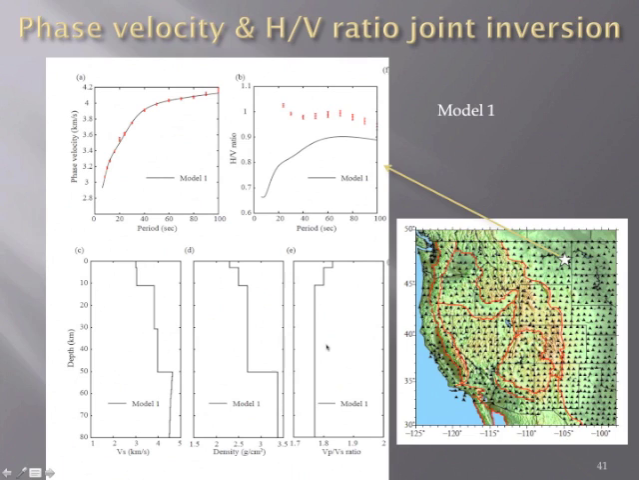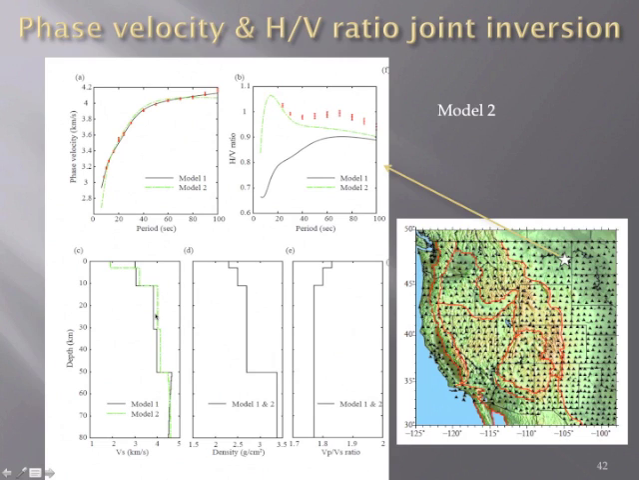So in the second inversion, we are going to use this HV ratio as an additional constraint. And again, I'm only perturbing VS structure over here. And you can see that now the joint inversion actually prefers a much slower anomaly near this area. So the top 3 kilometers actually prefer a VS structure a little bit beneath 2 kilometers per second. And now we can still explain the phase velocity fairly well, and at the same time, can fit the HV ratio much better.